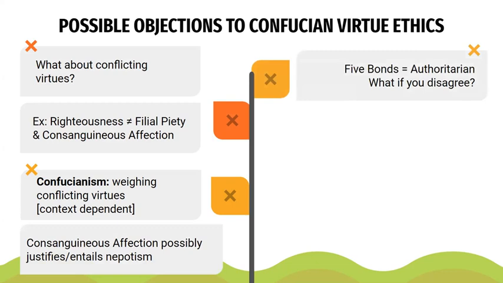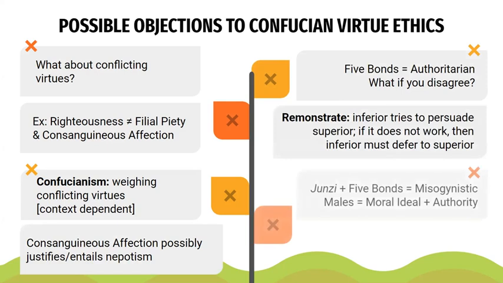The five bonds might lead to authoritarianism, right? What if you disagree with that? Again, that's a socio-political conversation. One major criticism that will lead into another section that we'll discuss is that there are some misogynistic attributes throughout Confucius's writing.